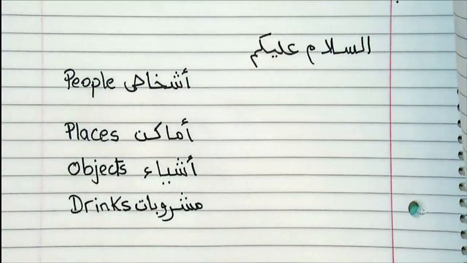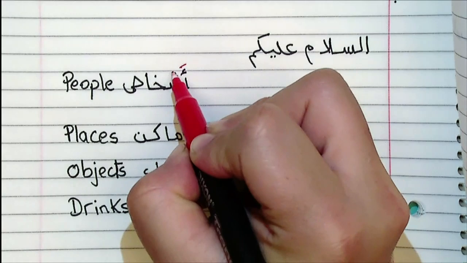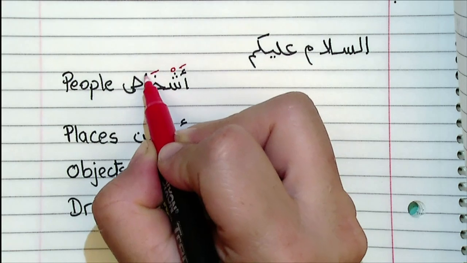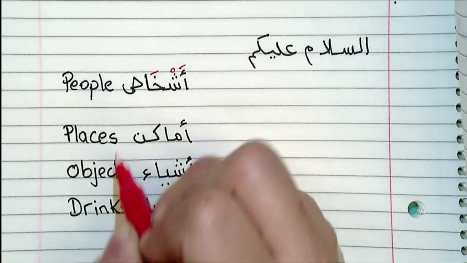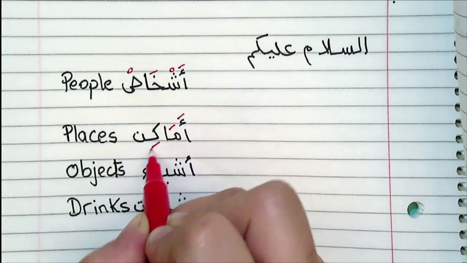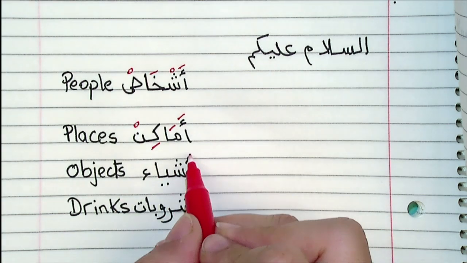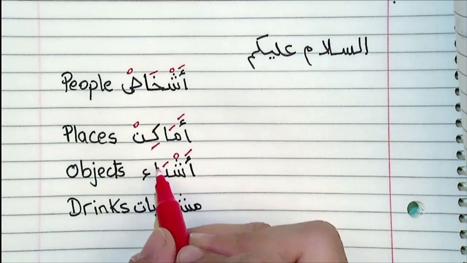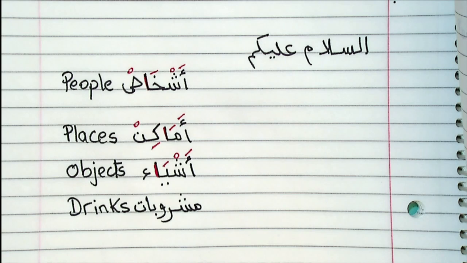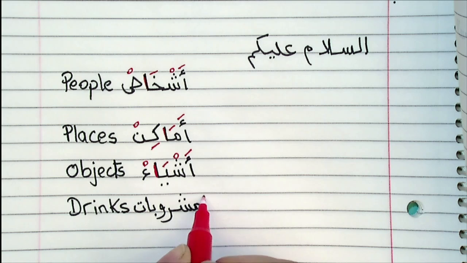So if I place the short vowels on these words, the word ashkhas is a, sh, fatha, sukoon, fatha, and here I have a long vowel. Places, amakin, and I'm pausing at the end. And here we have also a long vowel. Here's a long vowel. Here's another long vowel. Ashya. Then we have mashroobat.